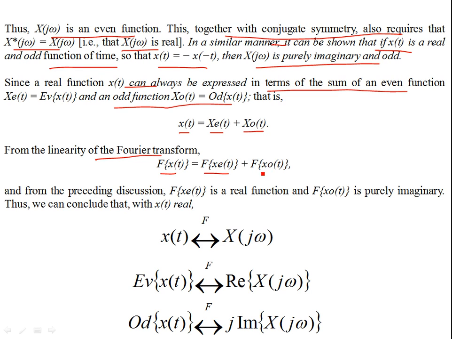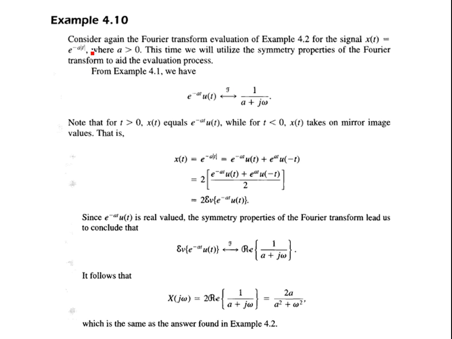That's the even part of the signal and the odd part of the signal. And from the preceding discussion, the even part gives a real function and the odd part gives a purely imaginary one. Therefore, we conclude that the even part of x(t) has a real transform, and the odd part has a purely imaginary transform. So this example gives an insight into the usefulness of the conjugate symmetry property.